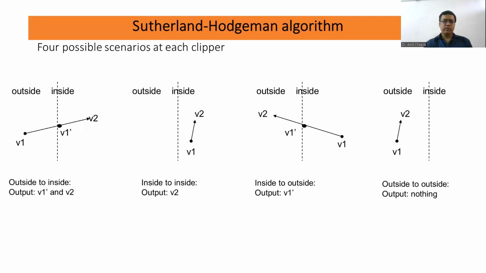First of all, we take two vertices: V1 is outside, and the other one is inside. Another case: V1 and V2 both are inside. Another scenario: V2 is outside, whereas V1 is inside. And the last one is V1 and V2 both outside. So these are the four possible scenarios at each clipper.